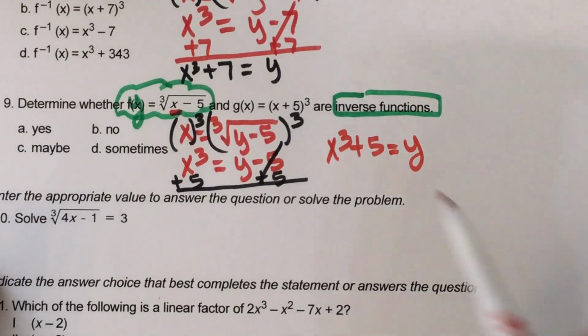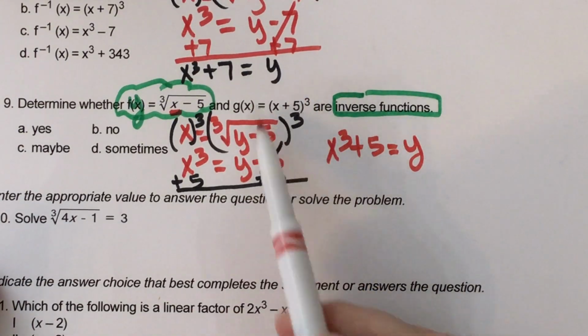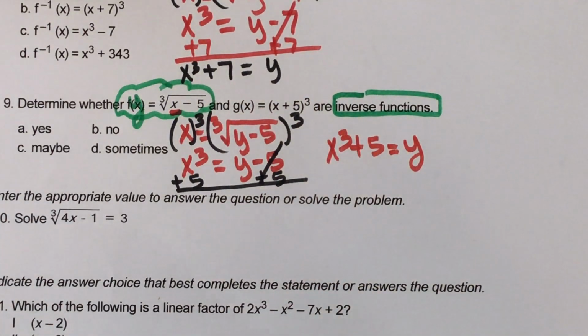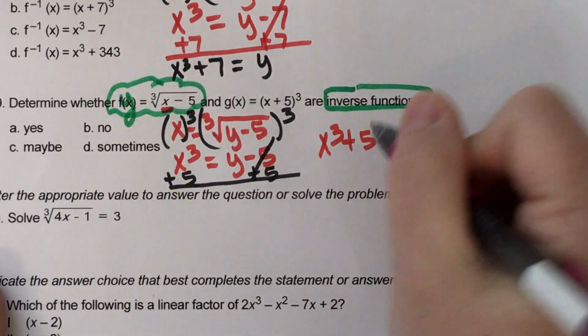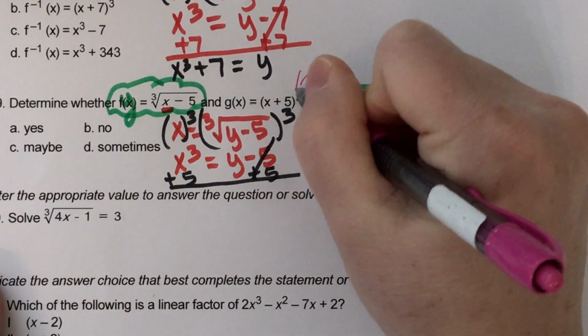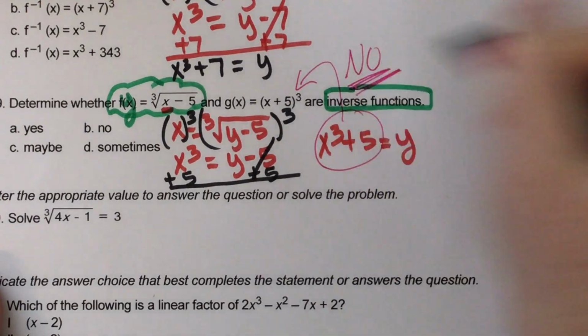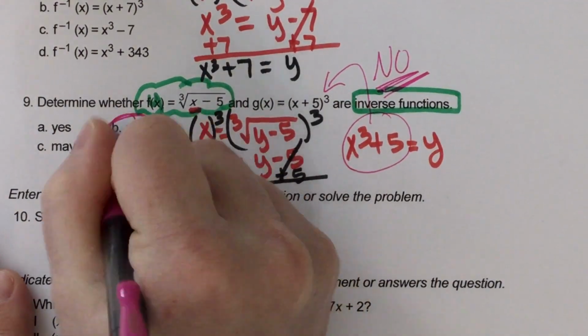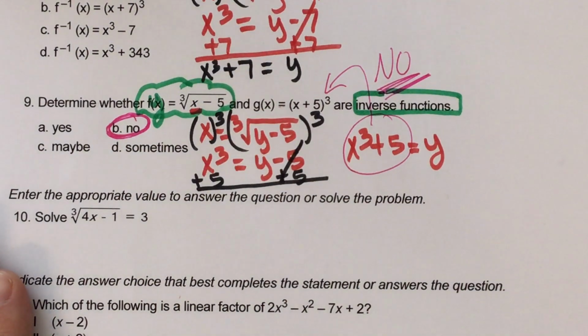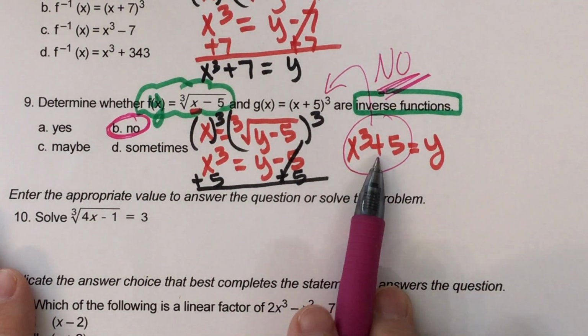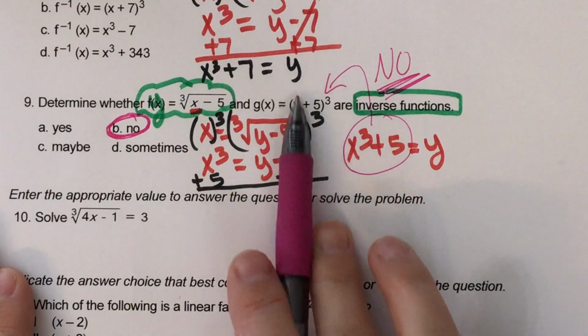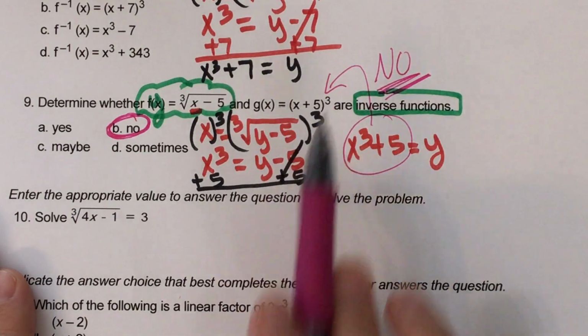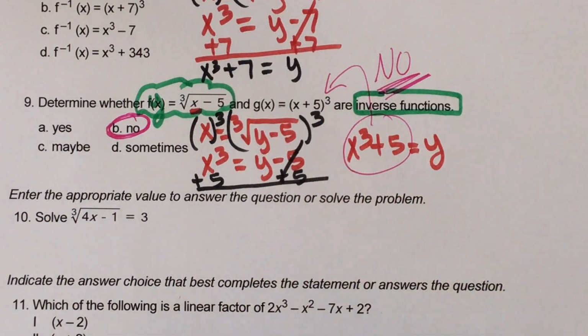Well, does this side say x cubed plus 5? No. So these are not inverses. This does not match that. So no, these are not inverses. If this would have looked just like this, then the answer would have been a yes. But this does not look like this, so the answer is no.